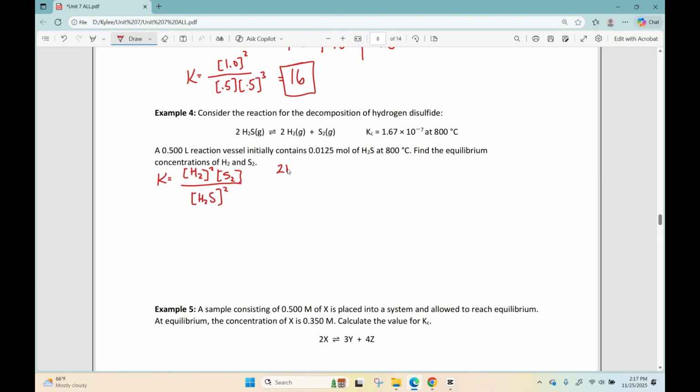I'm going to rewrite the equation down here and then set up my ice table right underneath of it. It says that the 0.5 liter reaction vessel initially contains 0.0125 moles. So I'm going to first change this into molarity. Molarity equals moles, 0.0125 moles over 0.5, which would be my liters. So this ends up being 0.025. And that's my initial concentration of this, 0.025. My hydrogen gas and my S2 are going to be 0 at equilibrium.